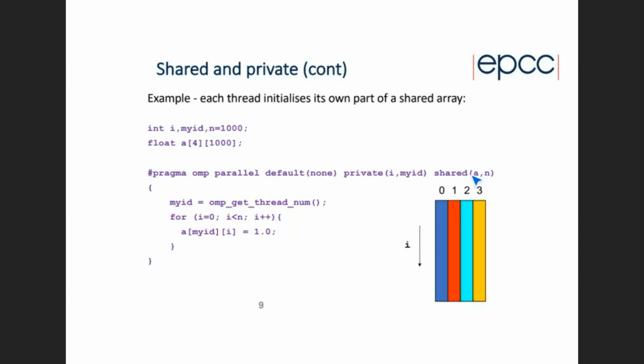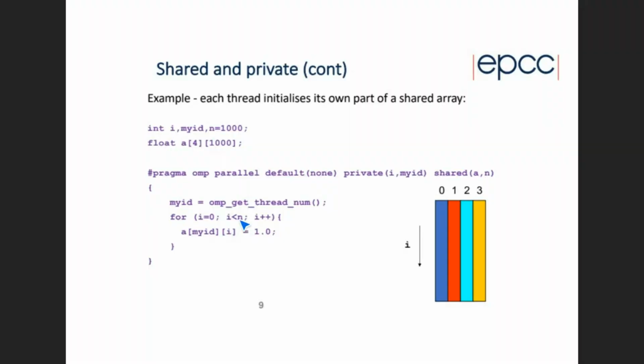But the array can be shared, and that's okay because although I've got multiple threads writing to the array, they're writing to different elements of it. So that's safe. And the other variable I have here is the upper bound for the loop, n. That's not modified inside this piece of code, so it's fine for that to be shared as well.